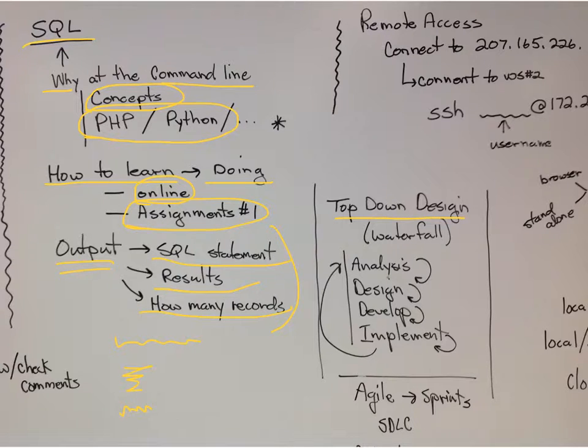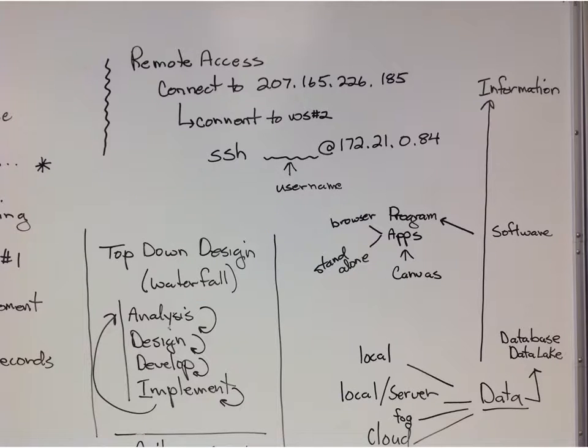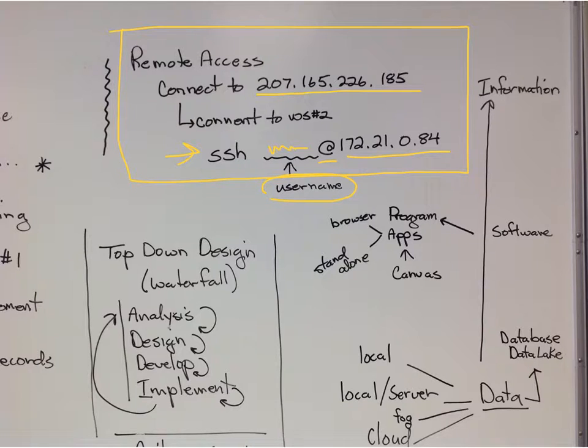We're going to come back to top-down design. I reviewed how to access remotely. The username in here, at here. But before you can SSH, you need to connect to 85. So you connect to work server 2, then that allows you to connect to work server 1. Okay.